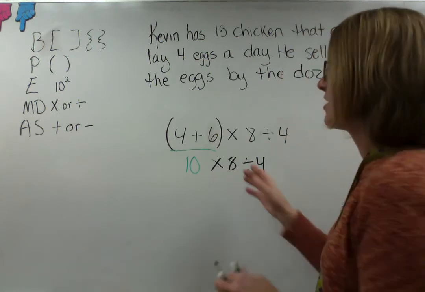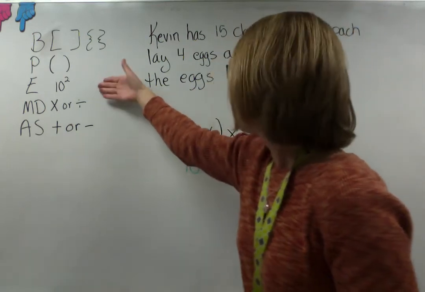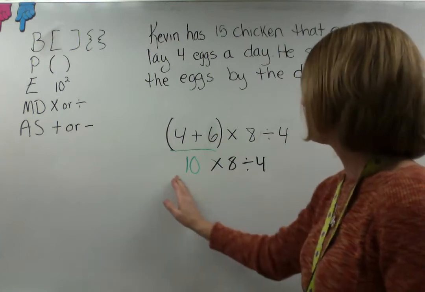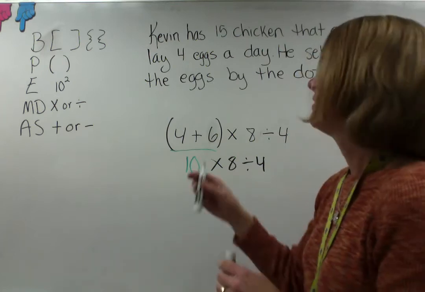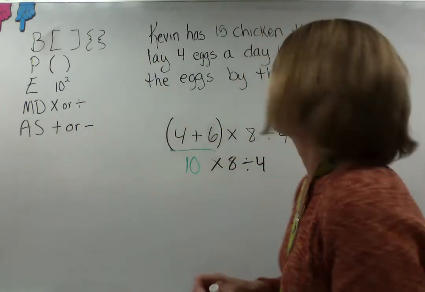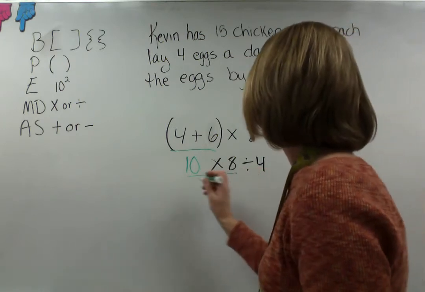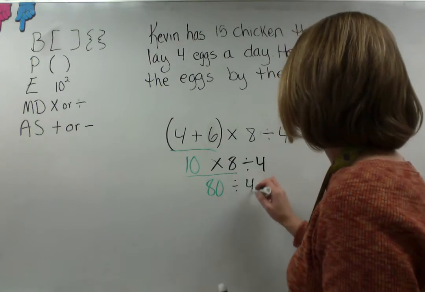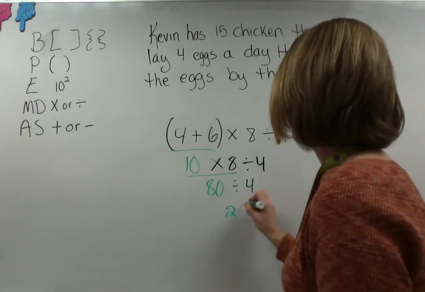So now, same thing, parentheses are done, I have no exponents, I'm looking for multiplication or division, I have both of those things, so I go in order from left to right. It's really good to just kind of go through your list, all right? So the first thing I come to is 10 times 8, which is 80, I still have to divide that by 4. 80 divided by 4 is 20.